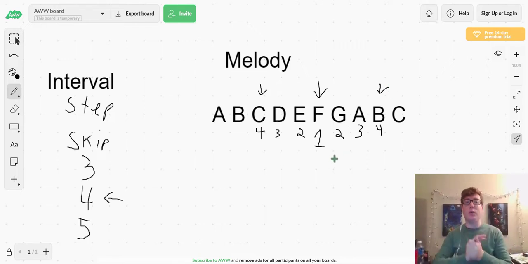It's the same process with whatever interval you want. If it's a third, a fourth, a fifth, a sixth, a seventh, an eighth, whatever. You just gotta count it.